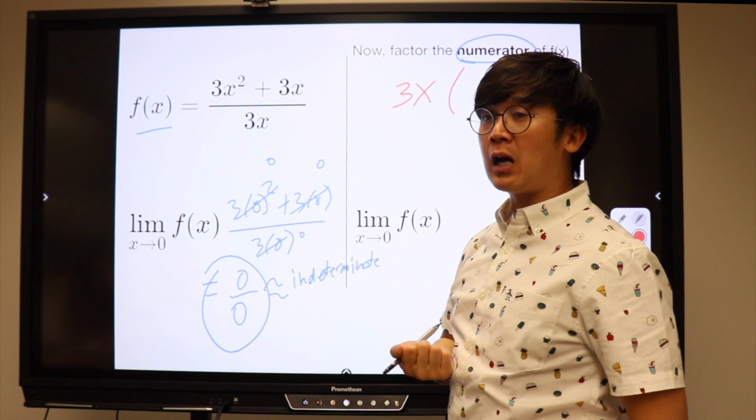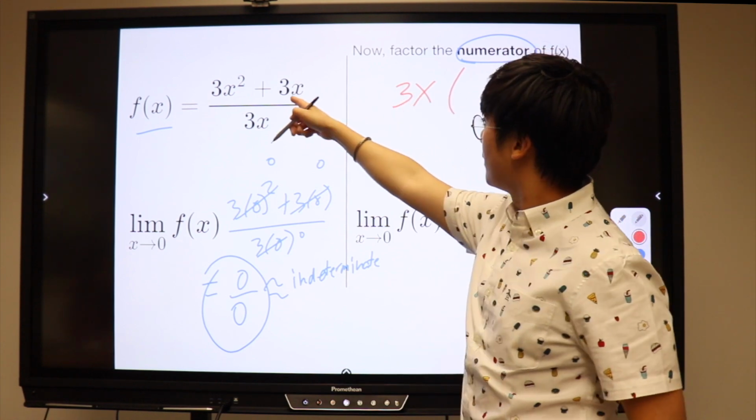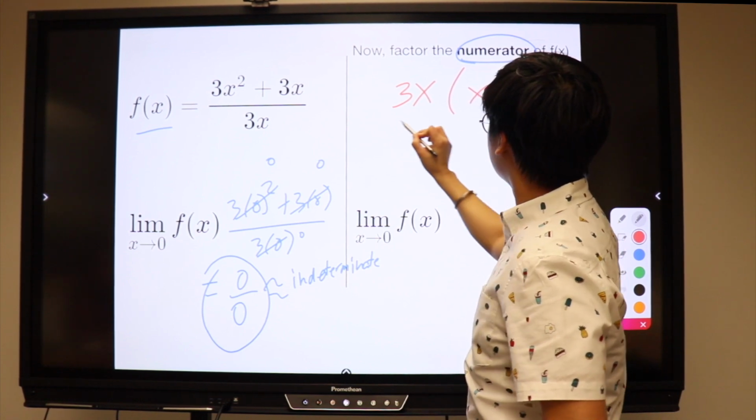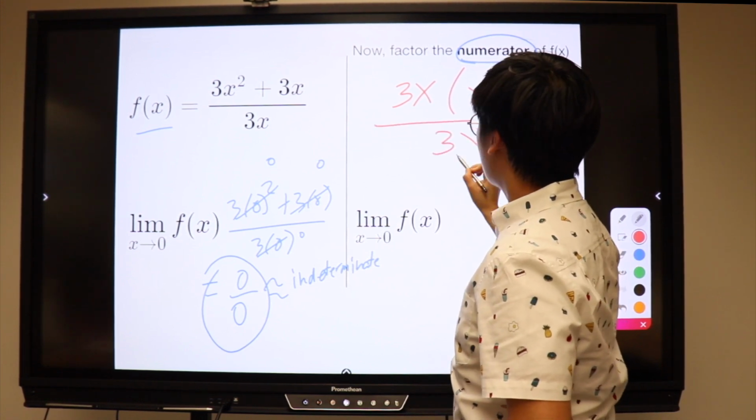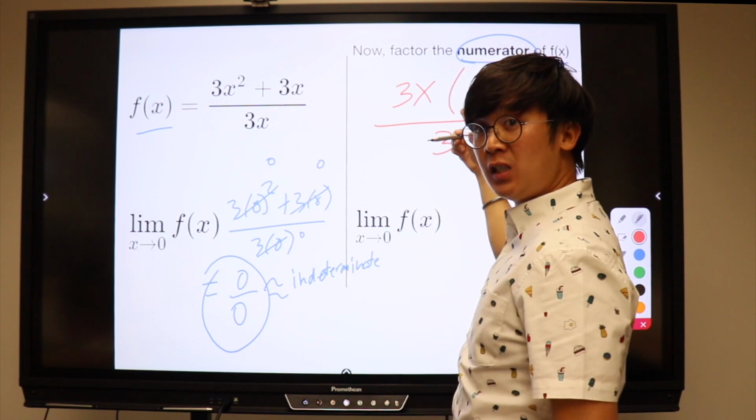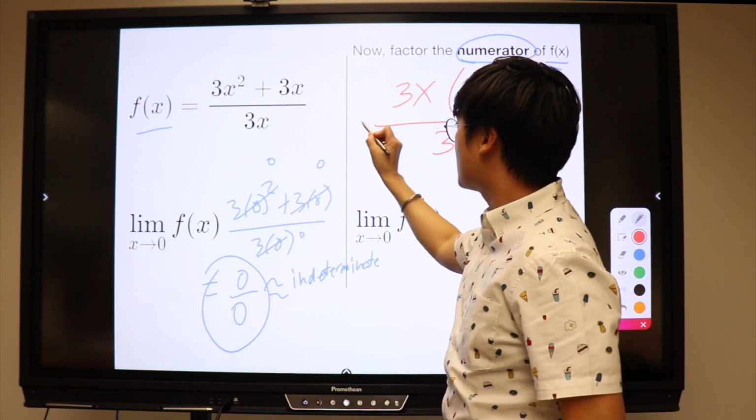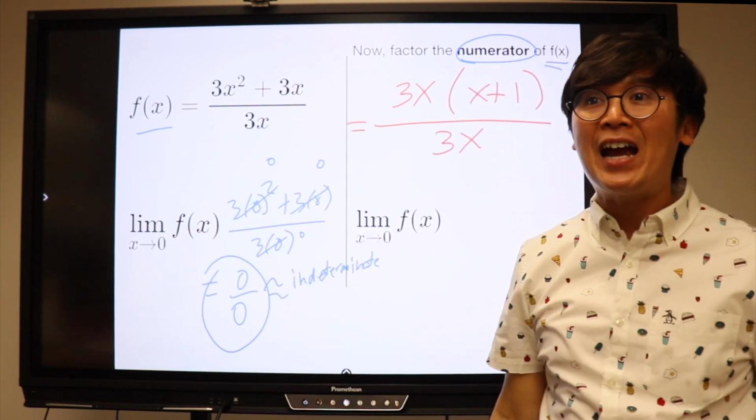And if we undo the distributive property, what's left inside? X plus 1, all over 3x. Is this function the same as this function? Yes or no? Do they have the same value? Yes, because we just modified it into its factored form.